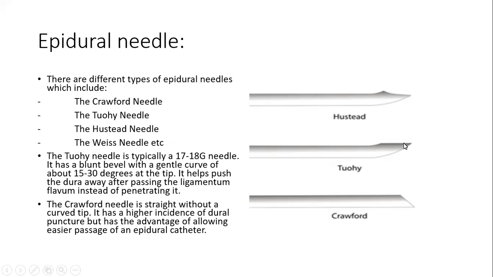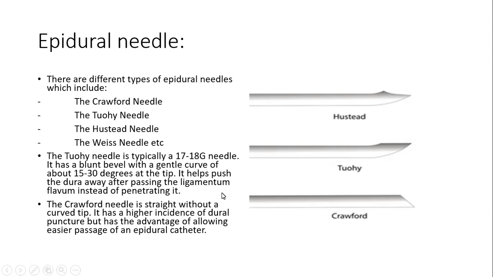You can see it has a gentle curve of about 15 to 30 degrees at the tip. With this, you reduce the risk of accidental or unintentional dura puncture. It does this by helping to push the dura away after passing the ligamentum flavum instead of penetrating it.